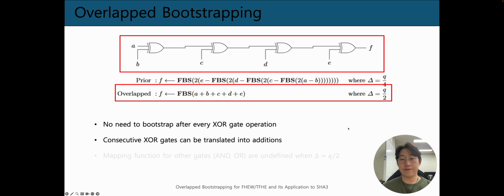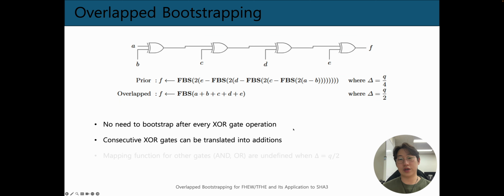We can bootstrap 5 consecutive XOR gate operations at once. However, this is not limited to just 5 gates. We can continue applying bootstrapping until the noise reaches a certain threshold, ensuring correctness while maximizing efficiency. We refer to this technique as overlap bootstrapping. To utilize overlap bootstrapping, the scaling factor must be set to Q/2.